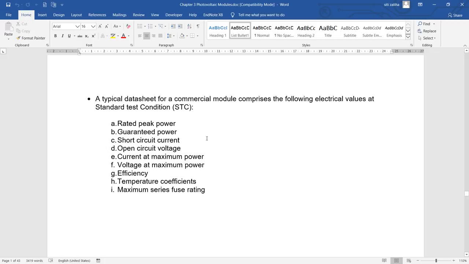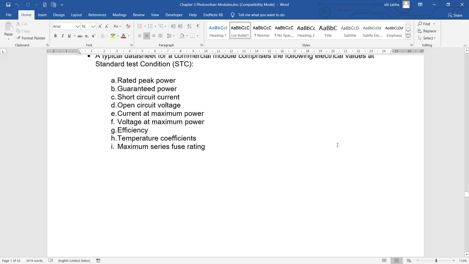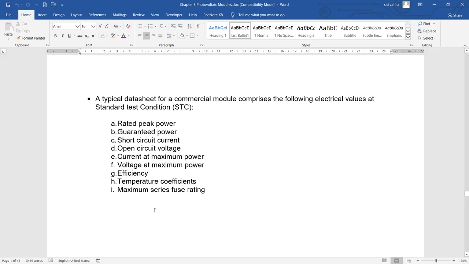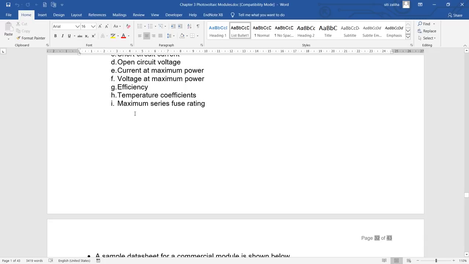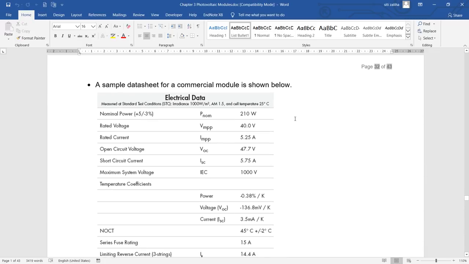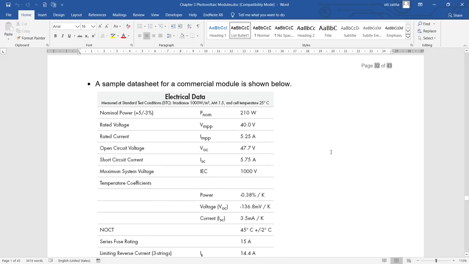A typical datasheet of a commercial module comprises the following electrical values at standard test condition, again STC at G 1000, cell temperature 25 degrees Celsius, AM 1.5. All these values are given in the datasheet: rated peak power, guaranteed power, short circuit current, open circuit voltage, current at maximum power, voltage at maximum power, efficiency, and temperature coefficients. We usually have three: temperature coefficient for open circuit voltage, for power at maximum point, and for short circuit current, and the maximum series fuse rating.